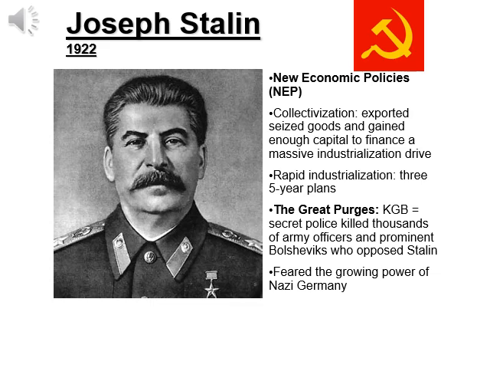This rapid industrialization was part of a five-year plan that Stalin introduced. But under his regime, you had the KGB, or secret police, that killed thousands of army officers and prominent Bolsheviks who opposed Stalin. Anybody who opposed Stalin was either disappeared or killed and had all traces of their existence wiped away. Stalin internally, although they made a deal with Germany to get out of World War I, feared the growing threat that was Nazi Germany and Adolf Hitler.